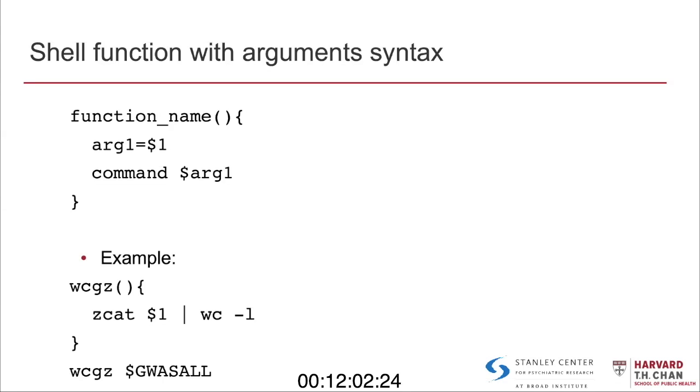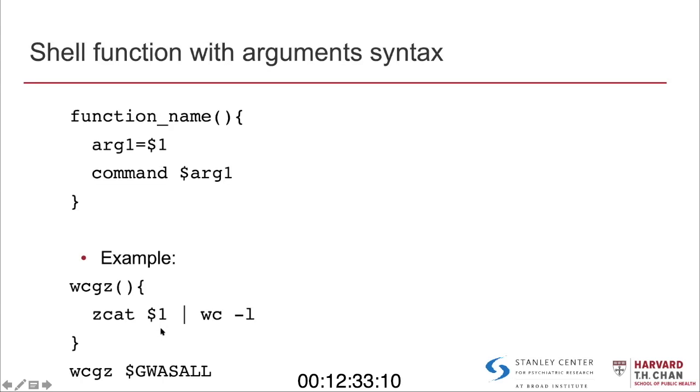And the second argument of a function will be stored in the variable $2. Okay. So in this example, we want to create a function that takes as input the name of a compressed file and that outputs the number of lines of this compressed file, because the wc -l function does not apply to compressed files. So we're going to create a function called wcgz that will first output the lines of your compressed file using zcat $1.